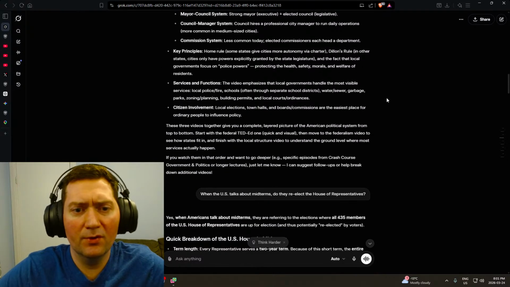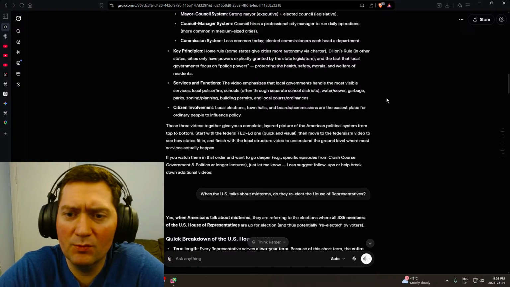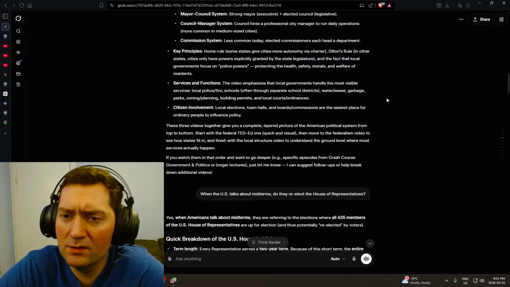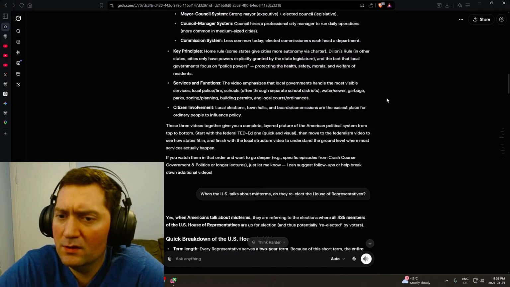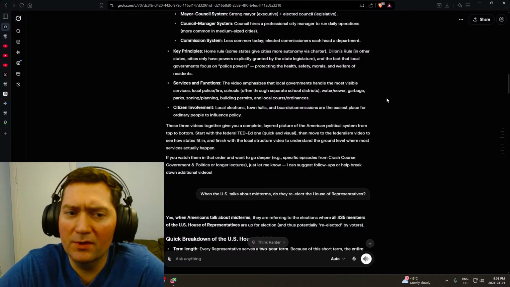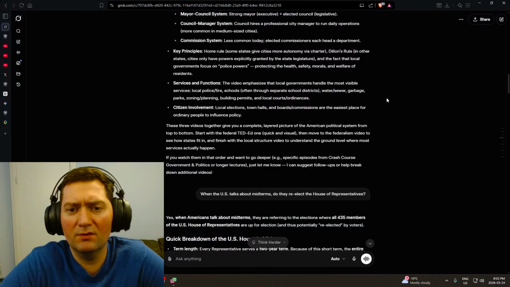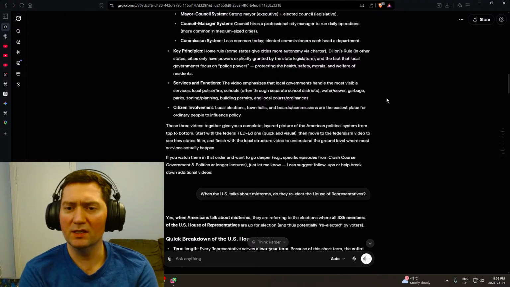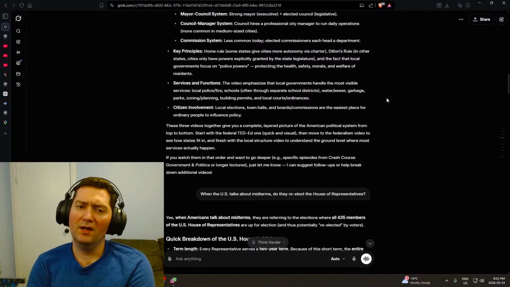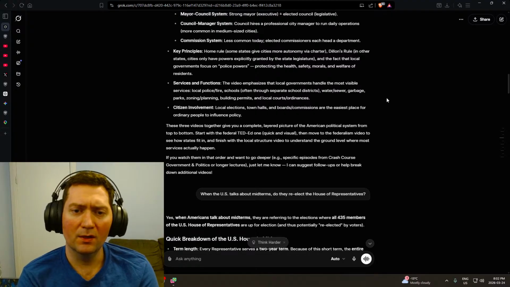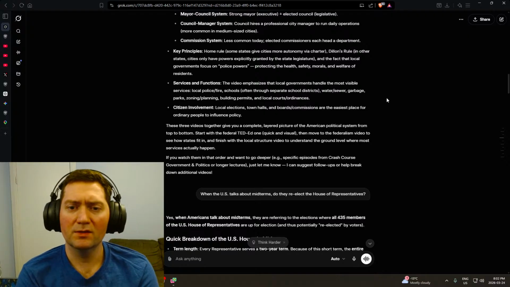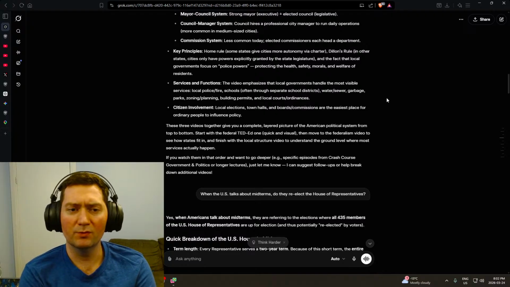Key principles. Home rule: some states give cities more autonomy via charters. Dillon's rule: in other states, cities only have powers explicitly granted by the state legislature. And local governments focus on police powers, protecting the health, safety, morals, and welfare of residents.